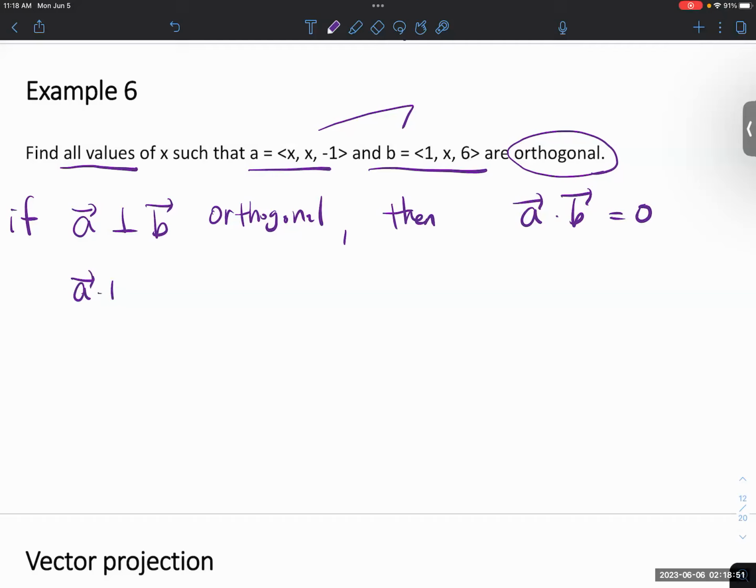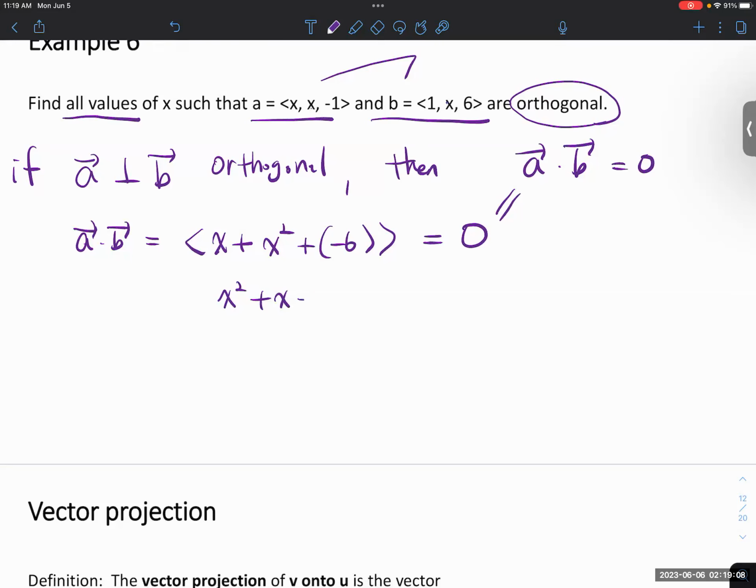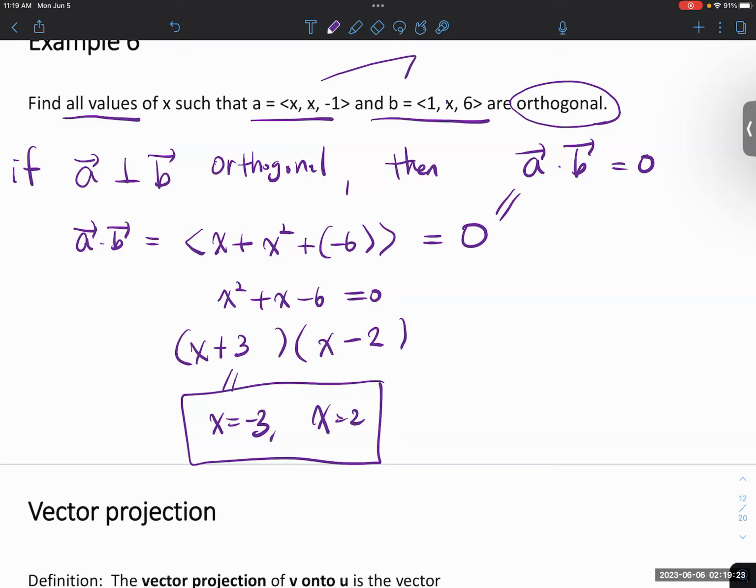So A times B: X times 1 is X, plus X times X squared, and then plus negative 1 times 6, negative 6. They must be equal to 0 to become orthogonal. So we know X squared plus X minus 6 equals 0, I changed that order. And then you can solve for X by factoring, 3 and 2, positive and negative. So X is negative 3 or X equal to 2. Whenever X is negative 3 or 2, the A vector and B vector will be orthogonal, creating 90 degrees. So that's the answer for X, the possible X's we just got.